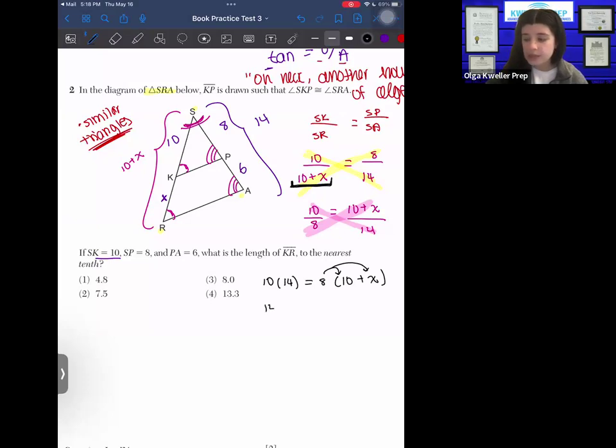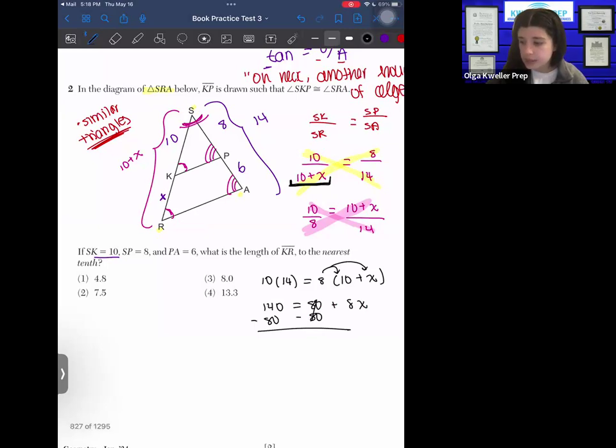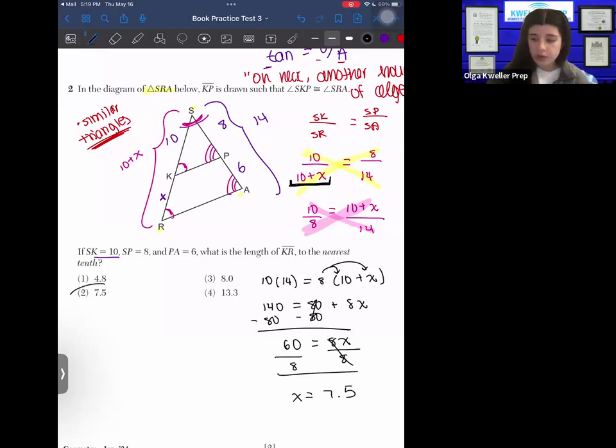Okay, so parentheses, then we solve. 140 is equal to 80 plus 8x. I'm going to subtract 80 from both sides. I'm going to end up with 60 is equal to 8x. And then the last step, dividing both sides by 8. And we're going to get x is 7.5, right? 7 times 8 is 56, so we end up with 4 out of 8 of a remainder, and 4/8 is just a half. So here is our answer.